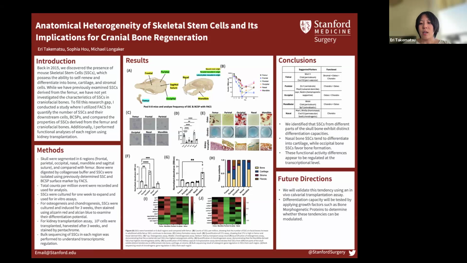In the future, we will validate this finding using the in vivo kidney capsule transplantation assay.